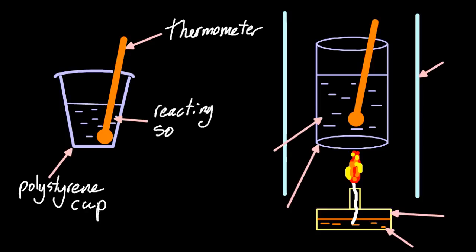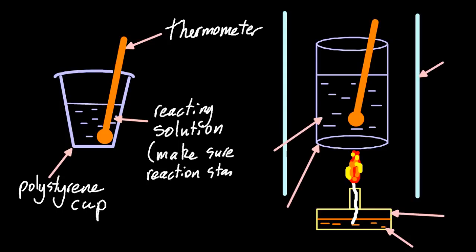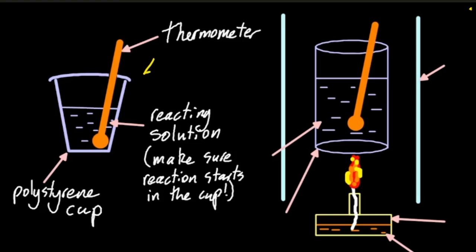A thermometer to measure temperature change, and the reaction, possibly an acid and a base or something like that. And make sure the reaction starts in the cup. Don't react it outside. Okay, and so as always, it's going to be delta H equals minus mc delta T over the moles of fuel.